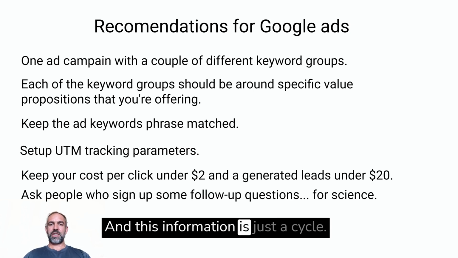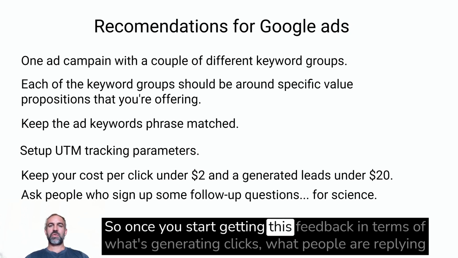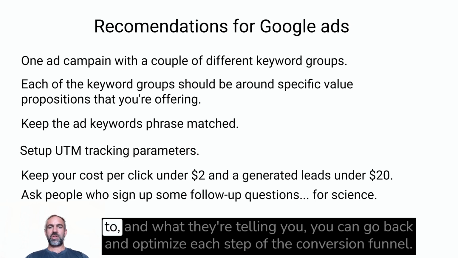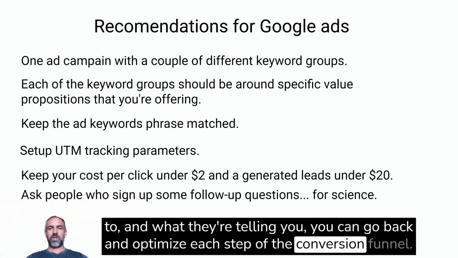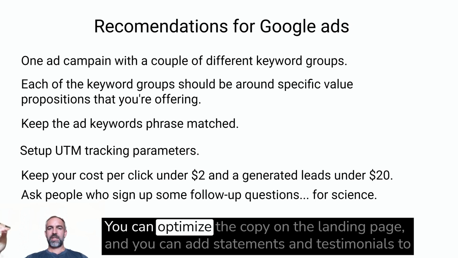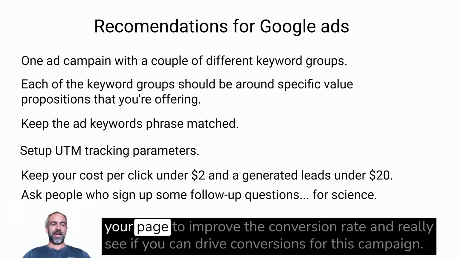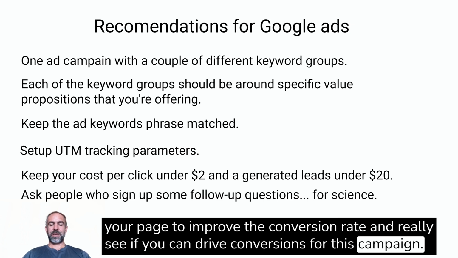And this information is just a cycle. So once you start getting this feedback in terms of what's generating clicks, what people are replying to, and what they're telling you, you can go back and optimize each step of the conversion funnel. You can optimize the ad, you can optimize the copy on the landing page, and you can add statements and testimonials to your page to improve the conversion rate and really see if you can drive conversions for this campaign.